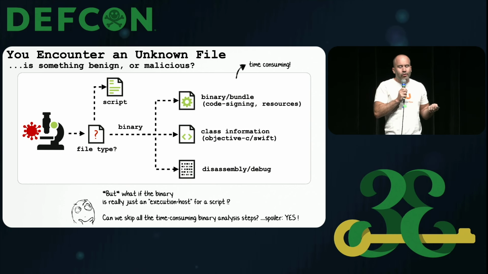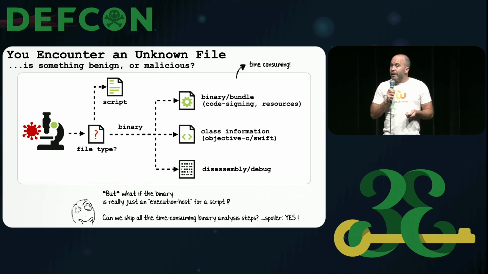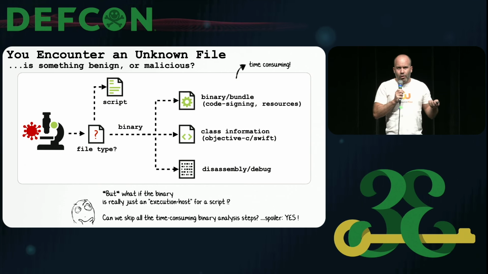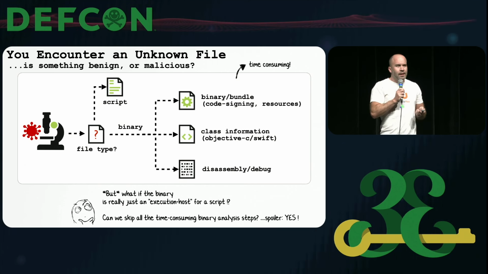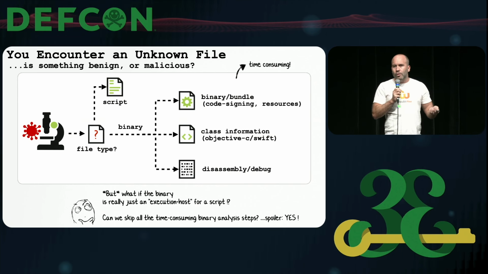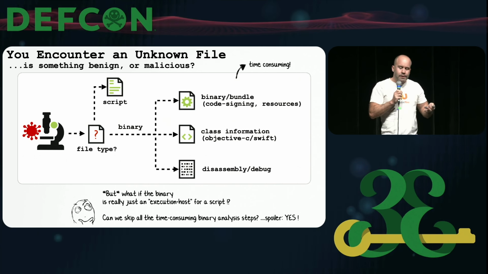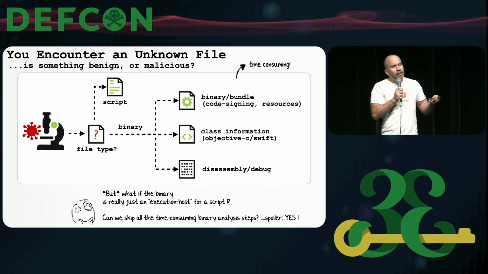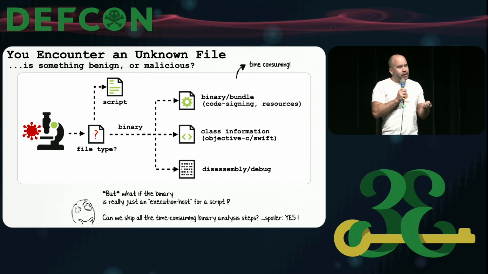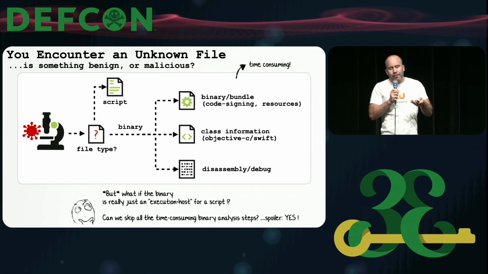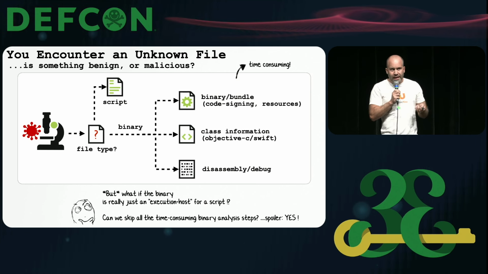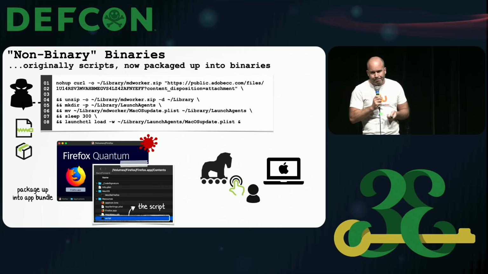They're human readable. On the other hand, if you encounter a binary, this is a little bit more hardcore reverse engineering. You're going to defer to binary analysis tools, for example, a disassembler or a debugger, which is great, but it's time consuming. You need a certain amount of technical knowledge. And so what if it turns out that that binary is really just an execution host for a script? So the question is, can then we skip all these time consuming, in-depth, low-level binary analysis steps? And well, in many cases, the answer is yes.